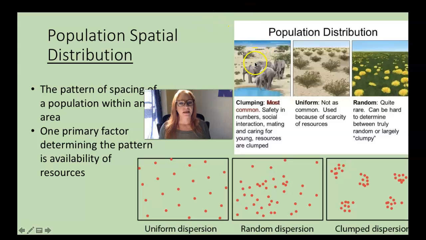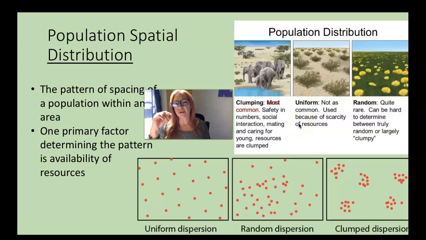There we go. Because there is safety in numbers when we're talking about animals. They can have social interactions. It's easier to find mates. And also, we tend to find their food resources clumped as well, okay? And their water resources. Uniform is not very common. It's usually in areas where there are scarce resources.